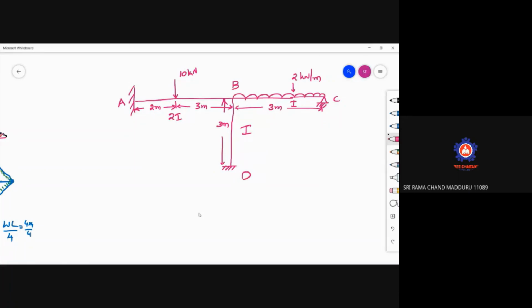So now, do this problem. Just see this one. The thing is, it is also having a unit support. So the distribution factor will be there.